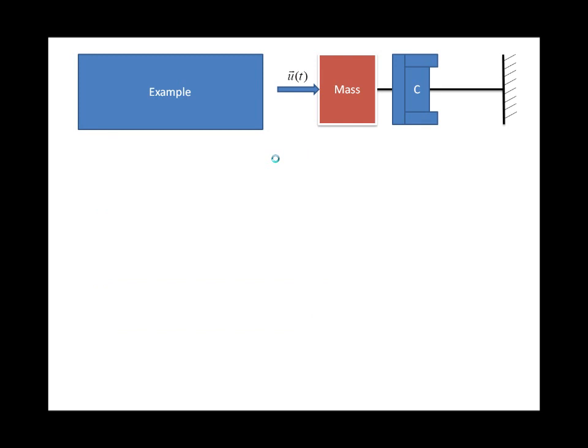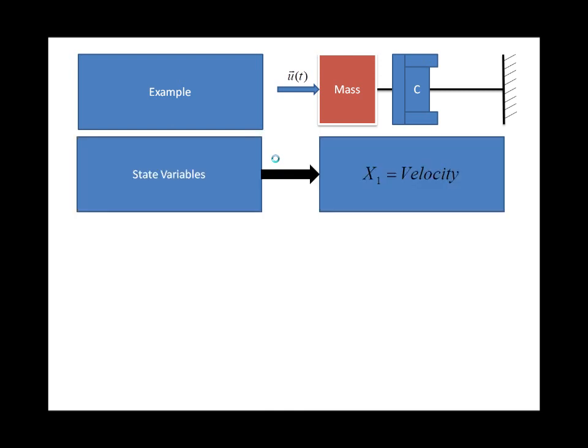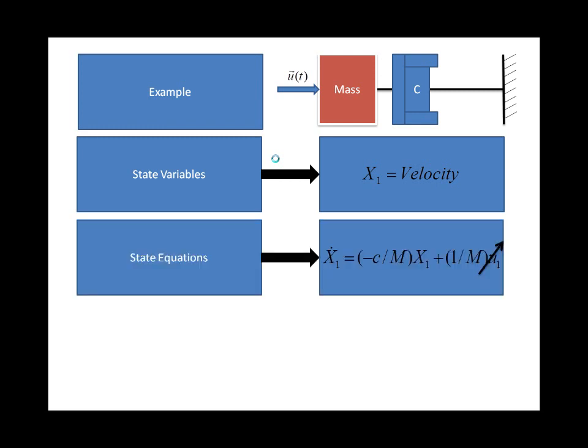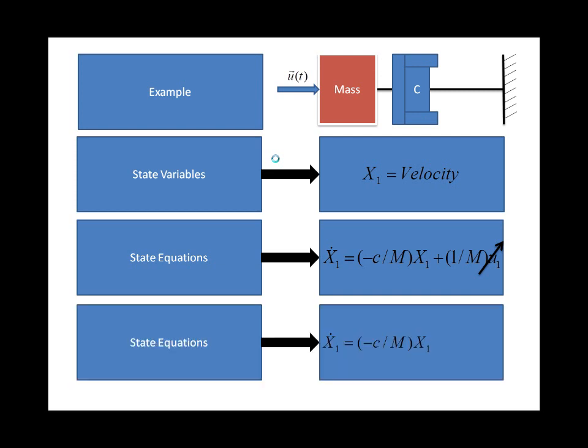On slide 4, consider an example with a mass and a damper. The only stated variable, x1, is velocity. Using Newton's second law, this state variable leads to the state equation x1 dot equals negative c over m times x1 plus 1 over m times u1. We will assume that there is no input force, which causes a second set of terms to equal 0. Now, we are left with x1 dot equals negative c over m times x1.